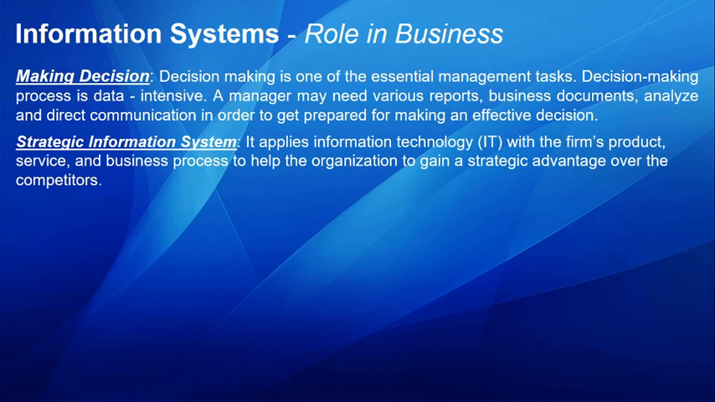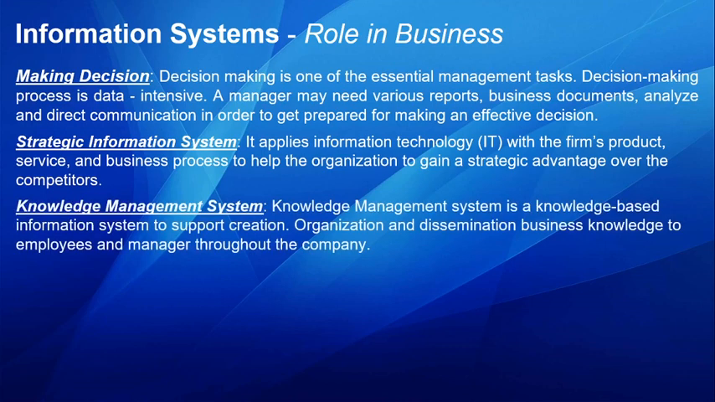Next, strategic information system. It applies information technology to the firm's product, service, and business process to help the organization gain a strategic advantage over the competitors. Likewise, knowledge management system. It is a knowledge-based information system to support creation, organization, and dissemination of business knowledge to employees and managers throughout the company. This is the main task of this system.